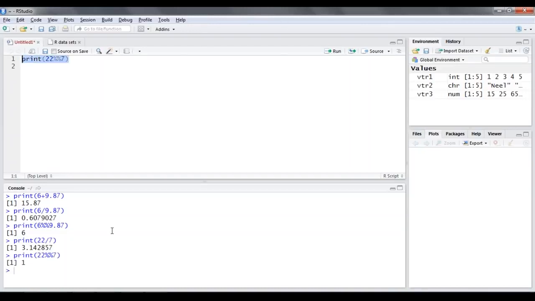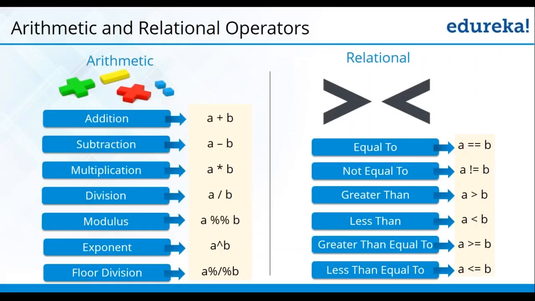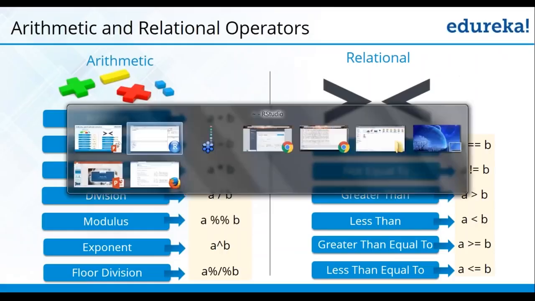Now, when I rerun this, you can see the output to be 1. Although a division is being performed here, instead of the quotient like you normally get, you're getting the remainder. Are you clear with respect to what modulo division is? Okay, that's great.